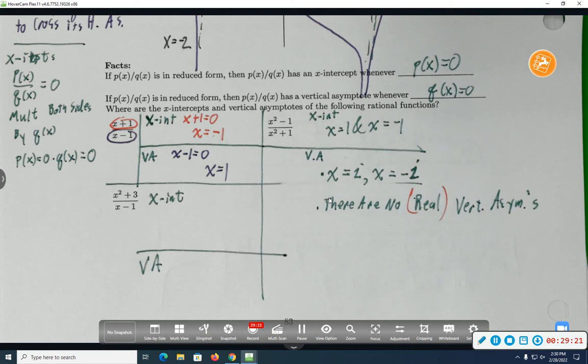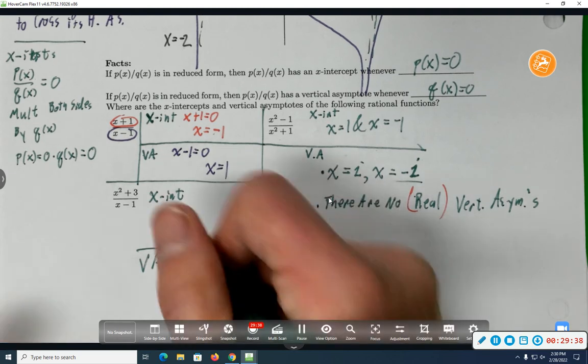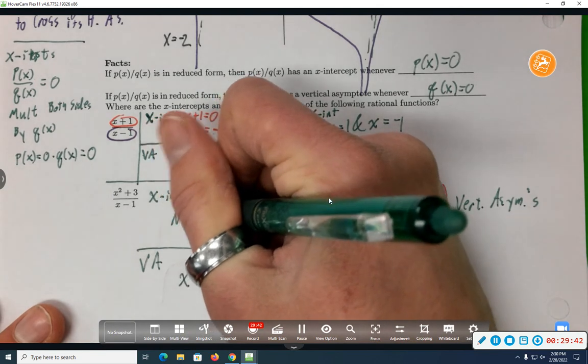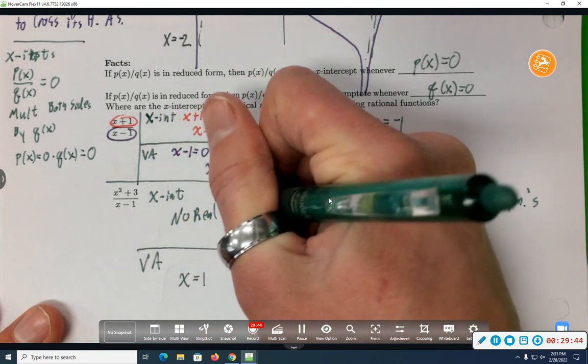Cool. X-intercepts? Are there any real X-intercepts? No. Good. You could have just said that without me prompting the direct question. Where are the vertical asymptotes? X equals 1, no real X-intercepts.